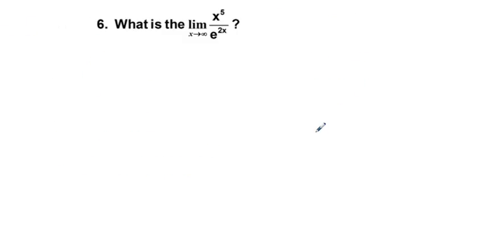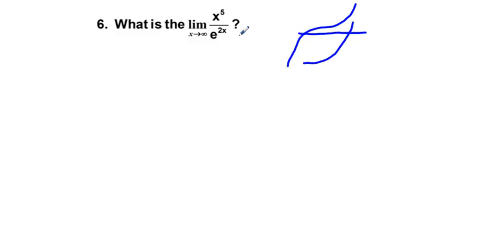Problem number 6, what is the limit as x approaches infinity of x to the 5th power over e to the 2x? Well, what happens is you have a polynomial function, x to the 5th power, so the thing is going to get really huge like this, but it's going to be over e to the 2x. Well, e to the 2x is exponential growth like this.